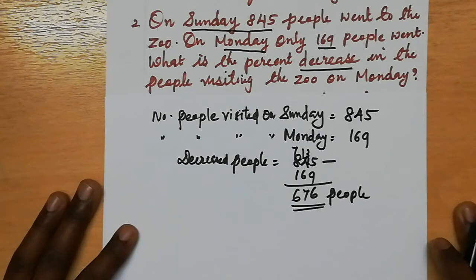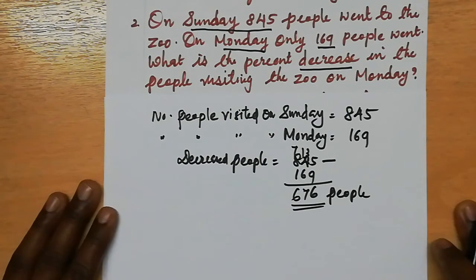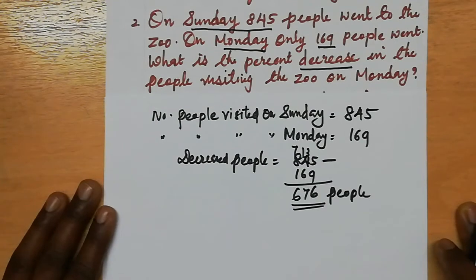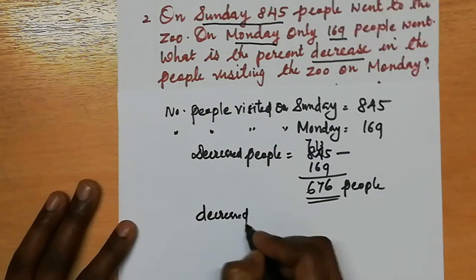Okay, so what do we have to find? The percentage decrease in the people visiting the zoo on Monday. We have to find the decreased percentage. Okay, so we will take the decreased percent. How to find the decreased percent?